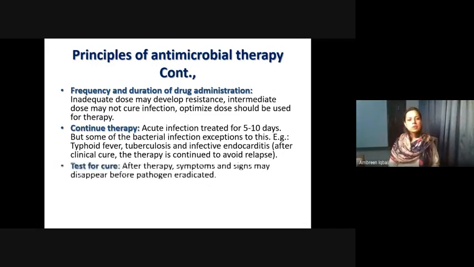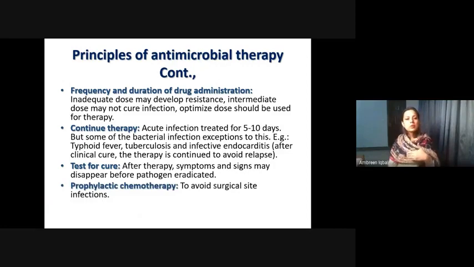The next is test for the cure. After therapy, symptoms and signs may disappear even before the pathogen is eradicated. Like I said earlier, if you take the medicine for 2 to 3 days and feel better, the symptoms and signs may disappear before the pathogen has been eradicated. So you always need to complete the course of treatment with those antibiotics. Next is prophylactic chemotherapy. Sometimes you use chemotherapeutic agents prophylactically to avoid a flare up. For example, during surgery, the patient is very prone to infection, especially hospital-acquired infection, so chemotherapeutic agents are given prophylactically to avoid infections in hospitals.